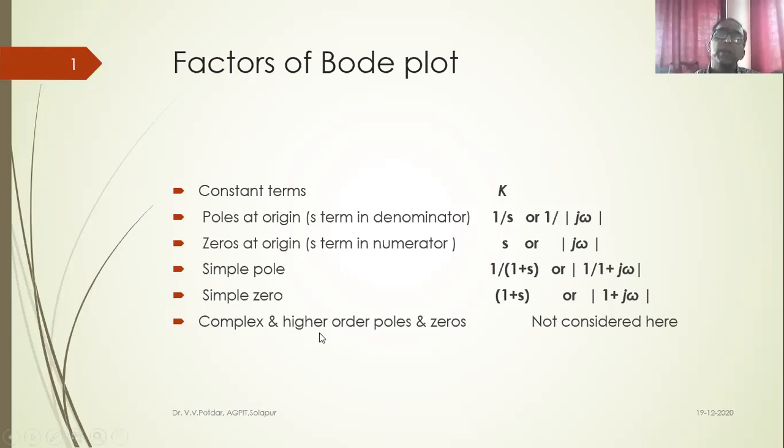If I have a term like (s plus 1) raised to 2, it is a second order zero if it is in the numerator. If it is in the denominator, it is called a second order pole. If I have a cubic term, it will be third order poles and zeros. Likewise, I may even have a quadratic factor. We are not interested in that as far as our curriculum is concerned. We are not going into details of higher order poles and complex poles.